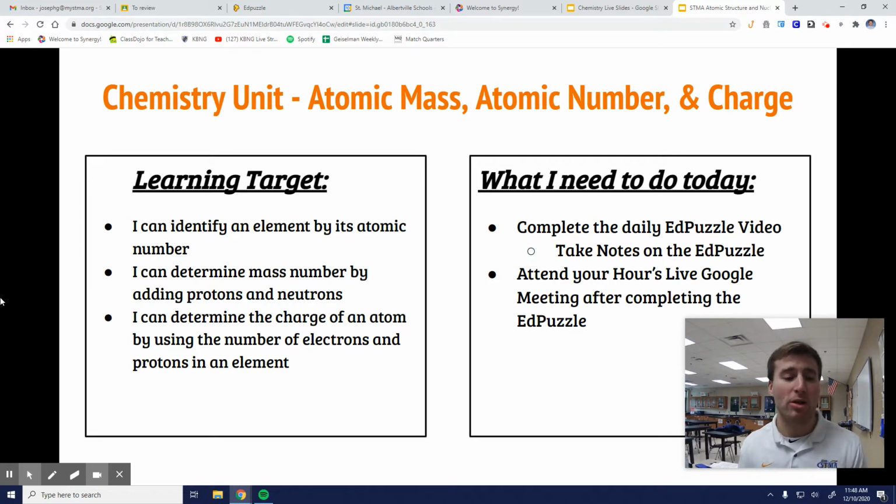Today's learning targets are identifying an element by its atomic number. I can determine the mass number of an atom by adding its protons and neutrons, and then I can determine the net charge on an atom by using the number of electrons and protons in an atom.